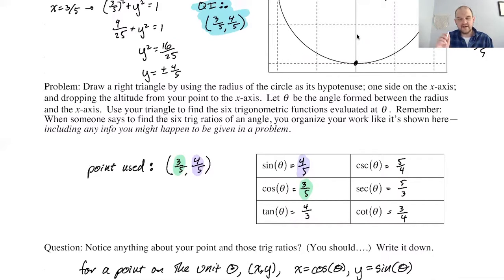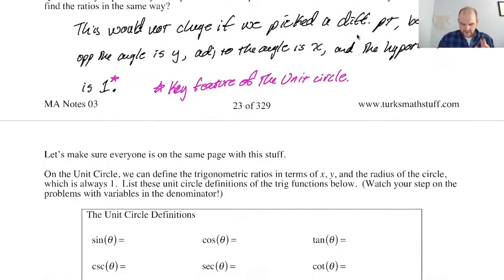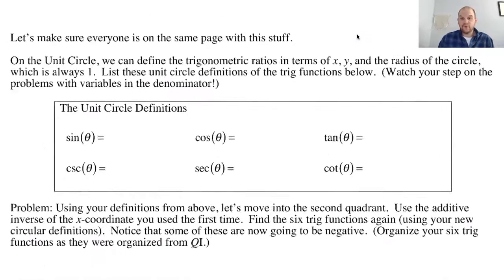It looks like on the unit circle, the sine of the angle that you're dealing with looks like it's the y-coordinate of the ordered pair. The cosine looks like it's the x-coordinate of the ordered pair. That's what we've decided. We think it shouldn't matter what point you use. We think that cosine should be x, sine should be y. So what we want to do here is formally write that down.